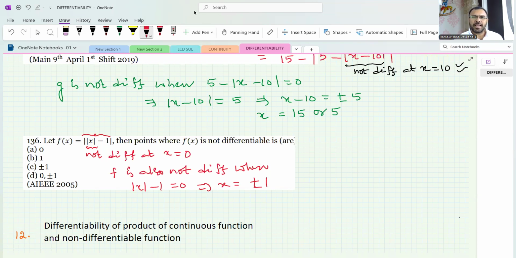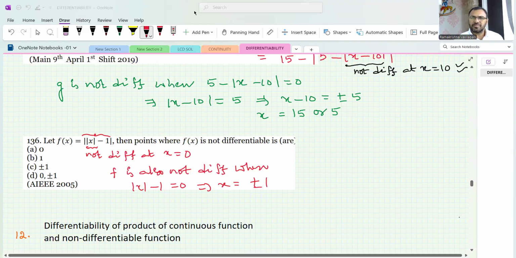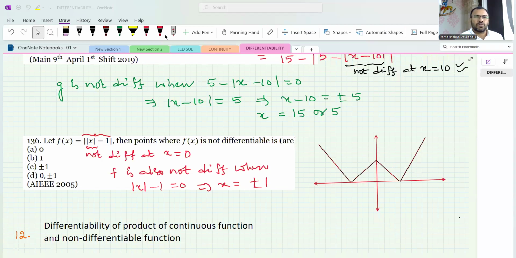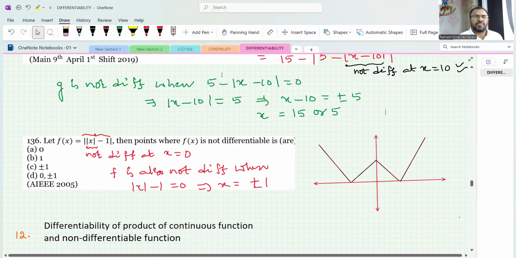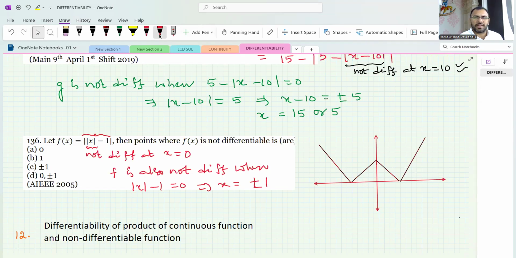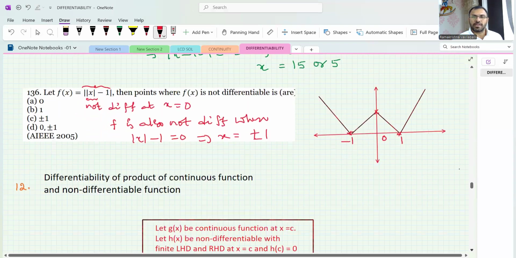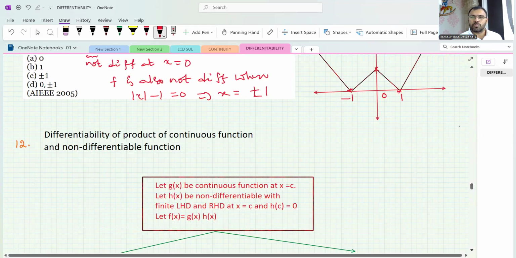I'll just draw the diagram of this function. It will look like a W. This is the graph of modulus of mod x minus 1, with minus 1, 0, and 1 as sharp edges. I hope you understand how to find the non-differentiable points of modulus of f of x.